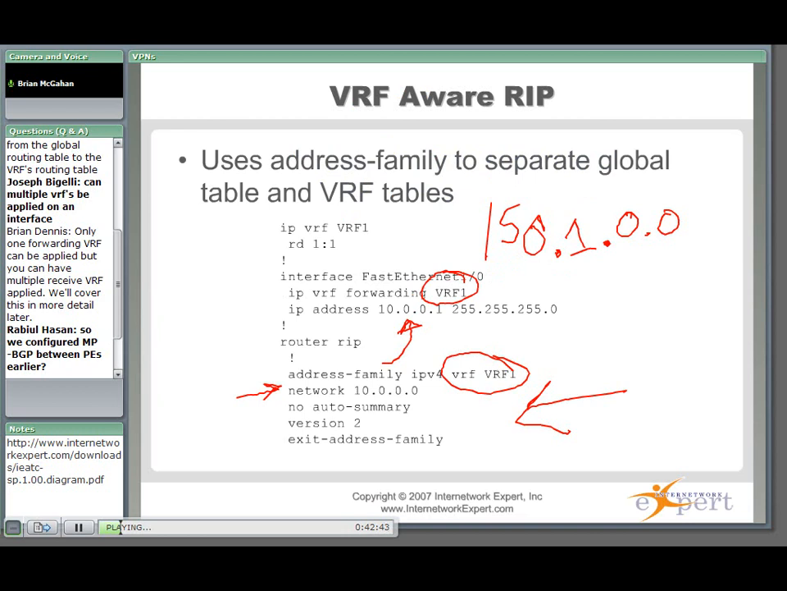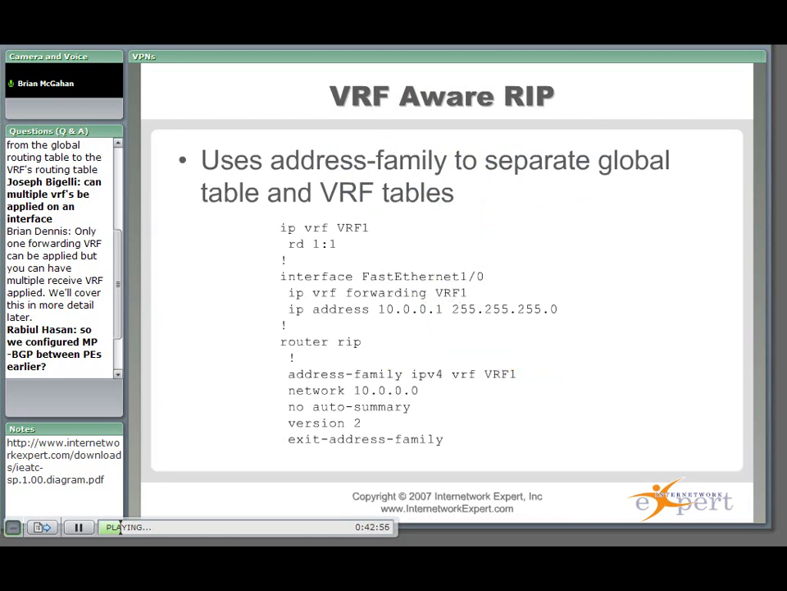So VRF aware RIP is pretty straightforward here. We're just creating the different VRF address families under the RIP process and then issuing the network statement based on whatever interfaces are assigned to that VRF.